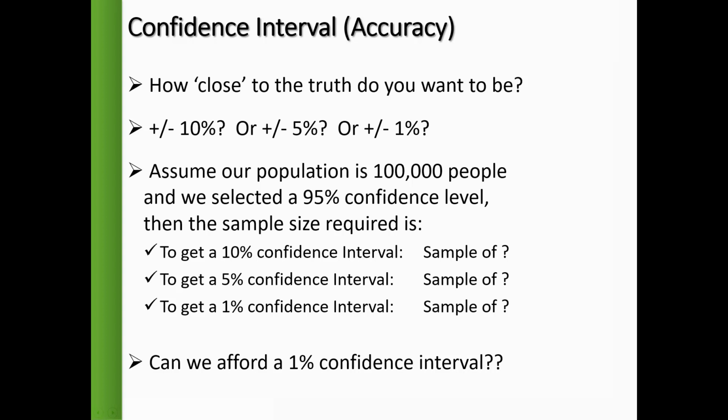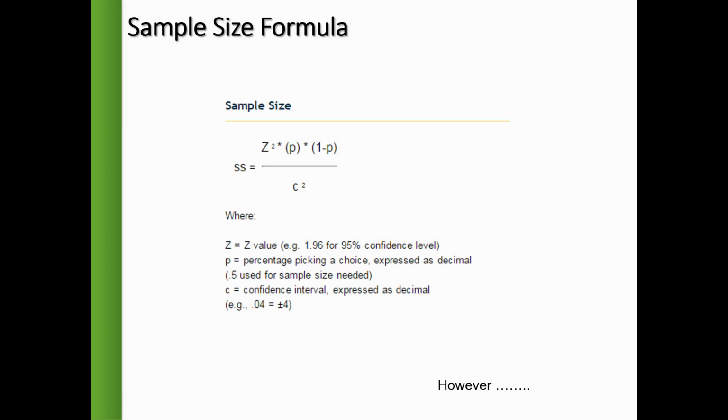Now, how do we calculate these numbers? Well, here's the formula. Z equals the value, for example 1.96 for a 95% confidence level. P is the percentage picking a choice, expressed as a decimal. 0.5 is used for the sample size needed. We're assuming 0.5, which means an evenly distributed population. We're not going to test you on this. The confidence interval is expressed as a decimal, so 0.04 equals plus or minus 4. But good for you. Back in my day, when we did this, we had to do it all on paper.